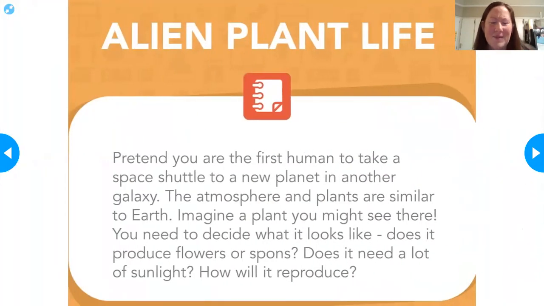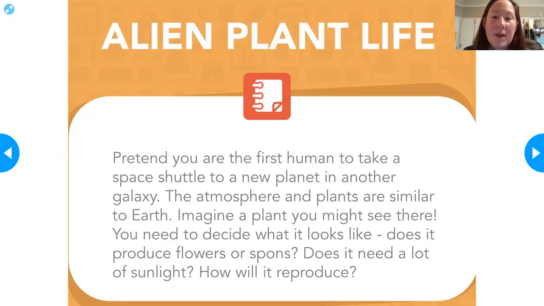Alien plant life. What? Mrs. Morgan's gone off her rocker, right? Alien plant life, what is she even talking about? Well, this is where your imagination comes into play, friends. Today, you are going to pretend you are the first human to take a space shuttle to a new planet in another galaxy. So none of the planets in our galaxy, not Venus, not Mars, not Uranus, not any other planet in our galaxy. So you're going to a whole other galaxy.